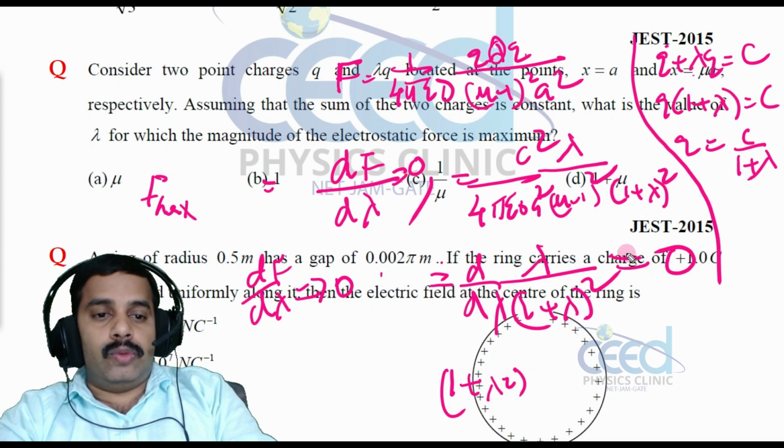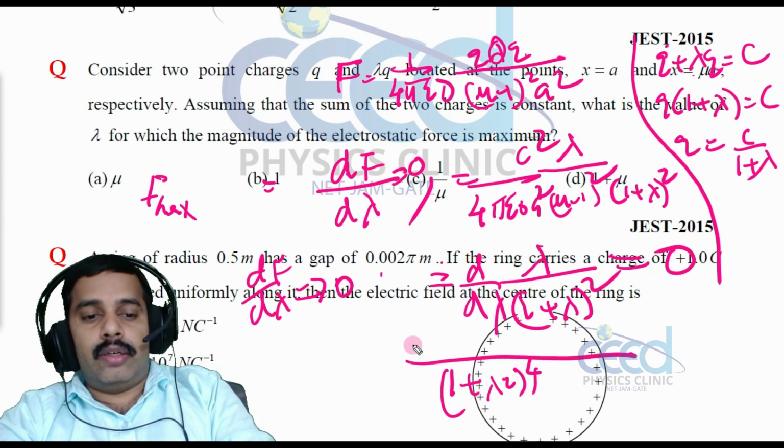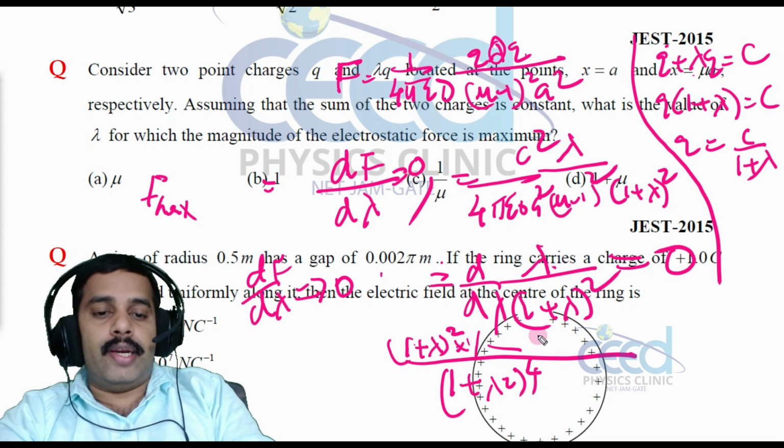So whole raised to 4 we have here. Then denominator into, that is 1 plus lambda whole square into, with respect to 1 this is 0, this is 1, and again numerator into derivative of denominator is 2 into 1 plus lambda, right? That will be equal to 0.